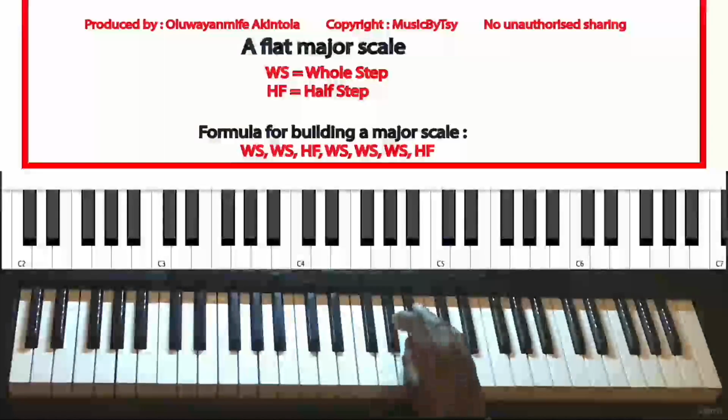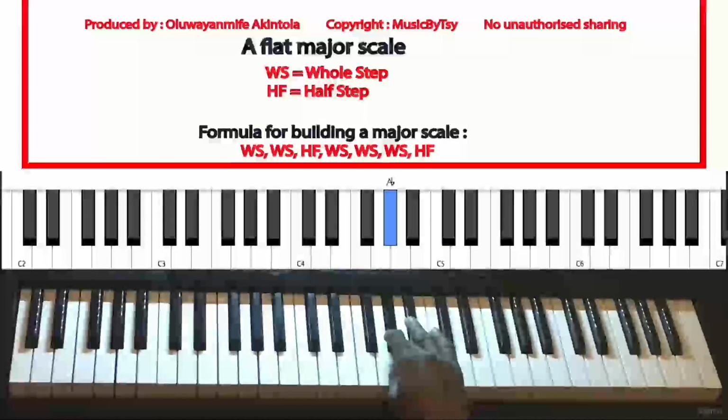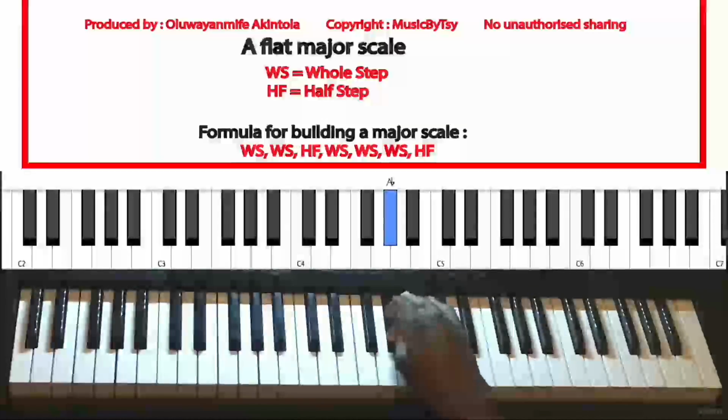Now in order to build a major scale for any key, there is a formula that we can use, and the formula goes like this. Starting from the key that you want to start from, so in our case that key is going to be the key of A flat, because we want to build the major scale for the key of A flat.